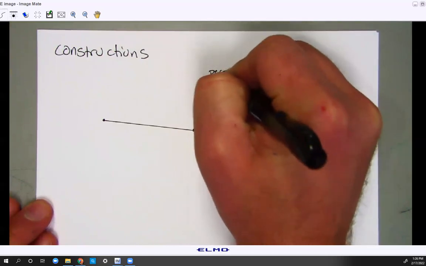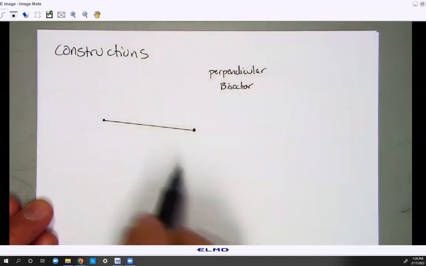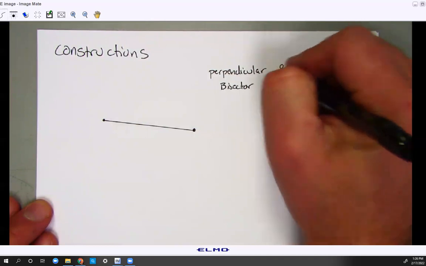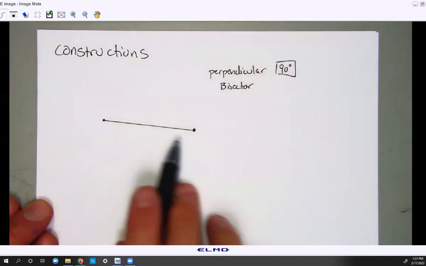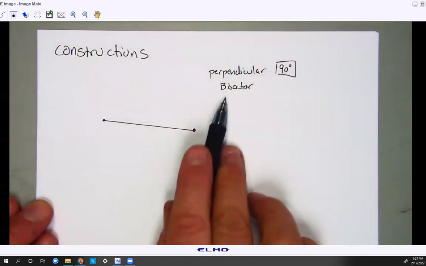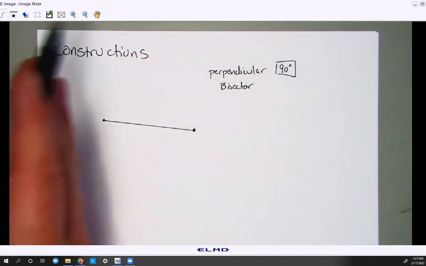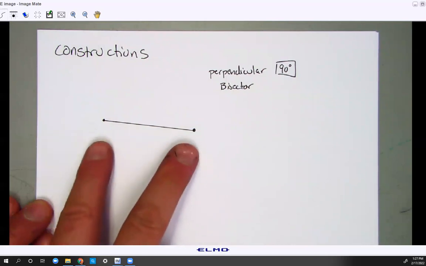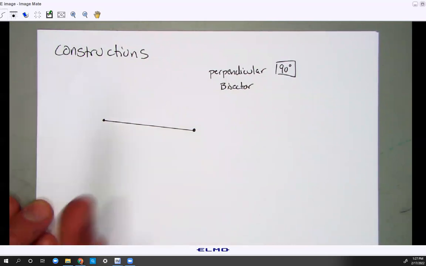Perpendicular means the lines will intersect at 90 degrees. And bisector means that the line that's here will get cut into two congruent pieces, meaning it will get cut in half. So what I'm going to construct is a line that passes through this line at 90 degrees. It doesn't just hit it, it hits it at 90 degrees. It also cuts this line in half.